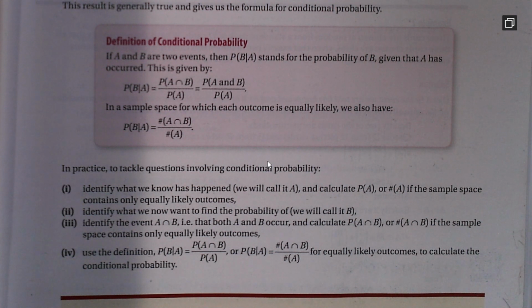So identify what we now want to find the probability of, we call it B. Then identify the event A intersection B, that both A and B occur, and calculate the probability of A intersection B, or the cardinal number of A intersection B if it's equally likely outcomes. Then we use the formula: the probability of B given that A has occurred is equal to the probability of A intersection B over the probability of A. And then you calculate the conditional probability.